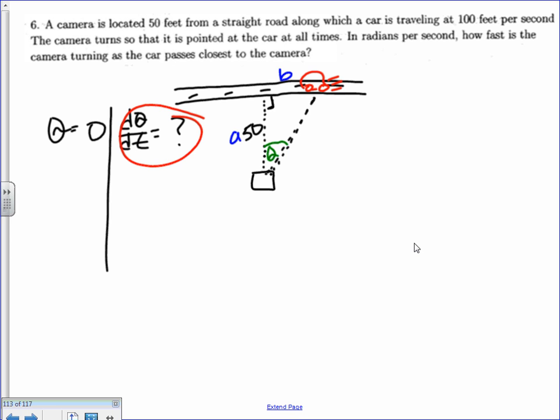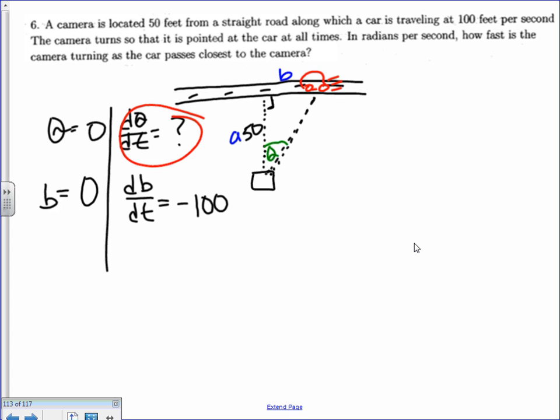So we have that dB dt is, now think about it, is side B shrinking or is side B getting larger as this car travels? Right now it's getting smaller, so dB dt is negative 100. And B, that's the measure of that side. Remember, we care about this exactly when the car is closest to the camera. So the car is closest to the camera when it's right in front of it, so B is going to be 0 at that point.